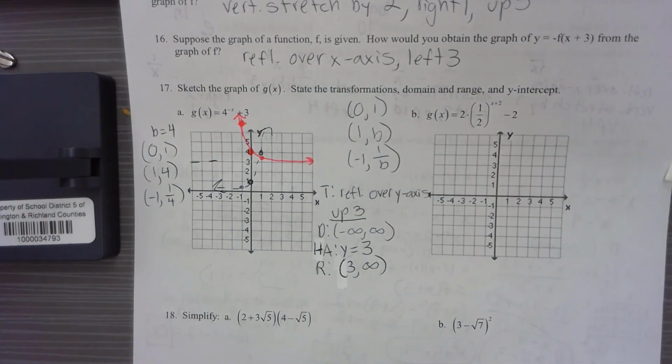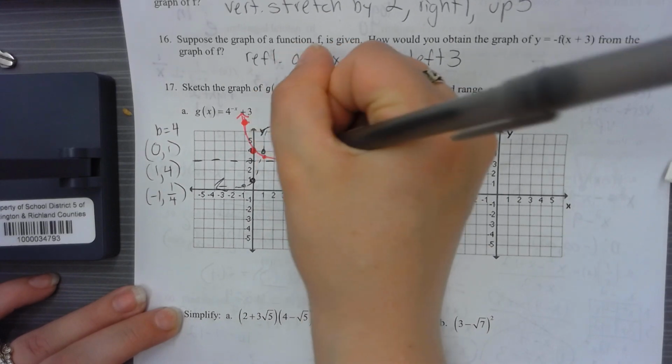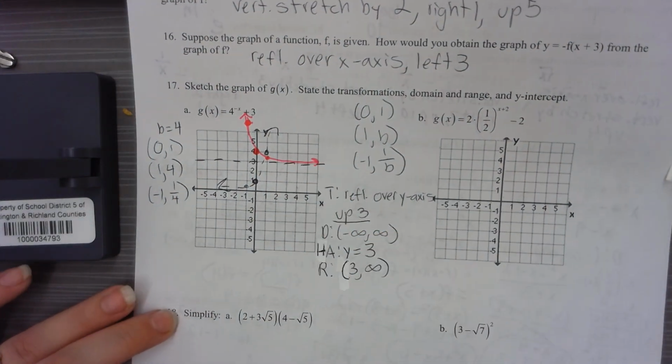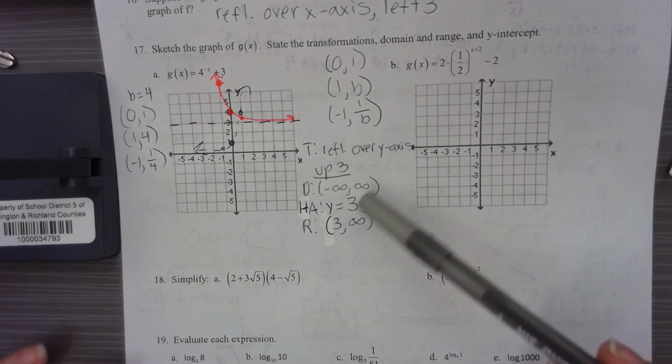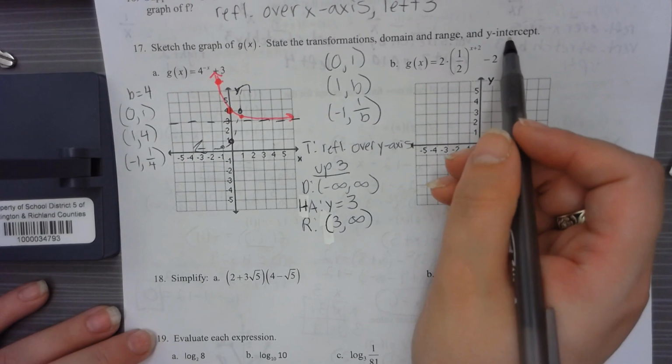Because it's never actually going to touch that asymptote, and so that's why we need to put a parenthesis around it rather than a bracket. And again, that asymptote's happening here at y equals 3. So we've done domain, range, we've even added the horizontal asymptote there. We still want to find the y-intercept.